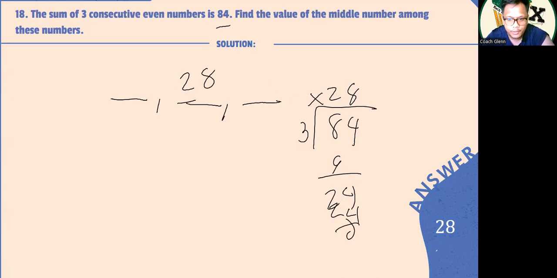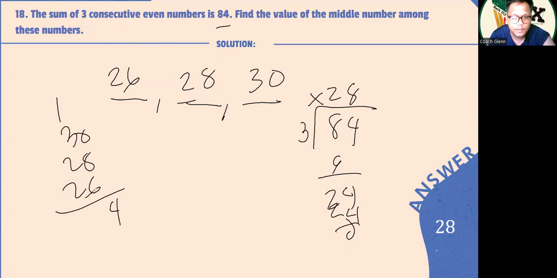Okay, any questions for this number? If you were asked to also get the value of the other numbers, then since these are consecutive even numbers, this one would be 26, and then this one would be 30. Now let's check if it's really equal to 84. 8 plus 6 is 14, carry 1. 4 plus 4, that's 84. Okay, so that's correct. Okay, if there are no more questions, let's go to number 19.